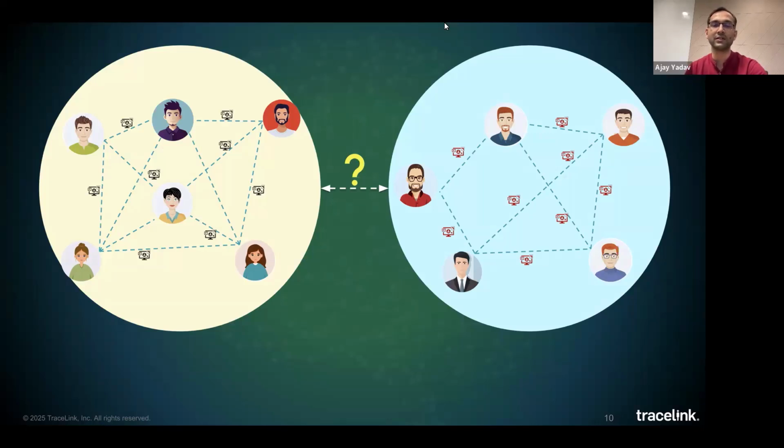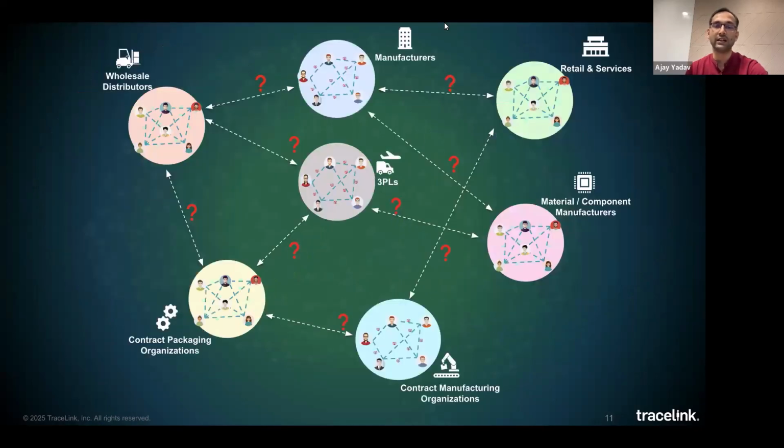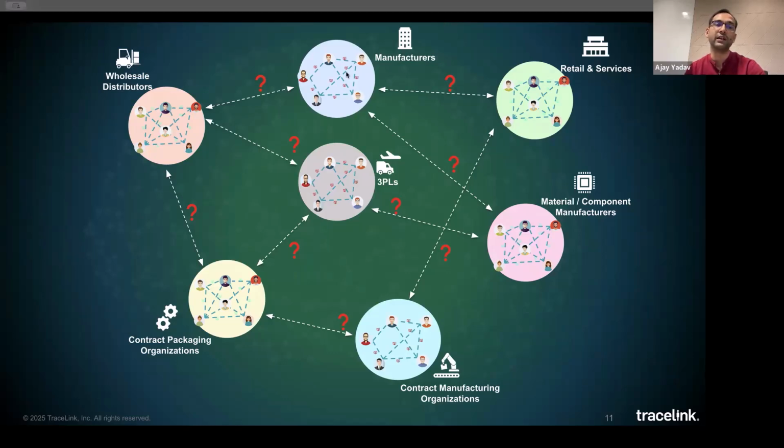But now let's expand the equation and zoom out further. In a supply chain, there are typically a lot of partner companies, solutions, and network partners involved, with which you are interacting.